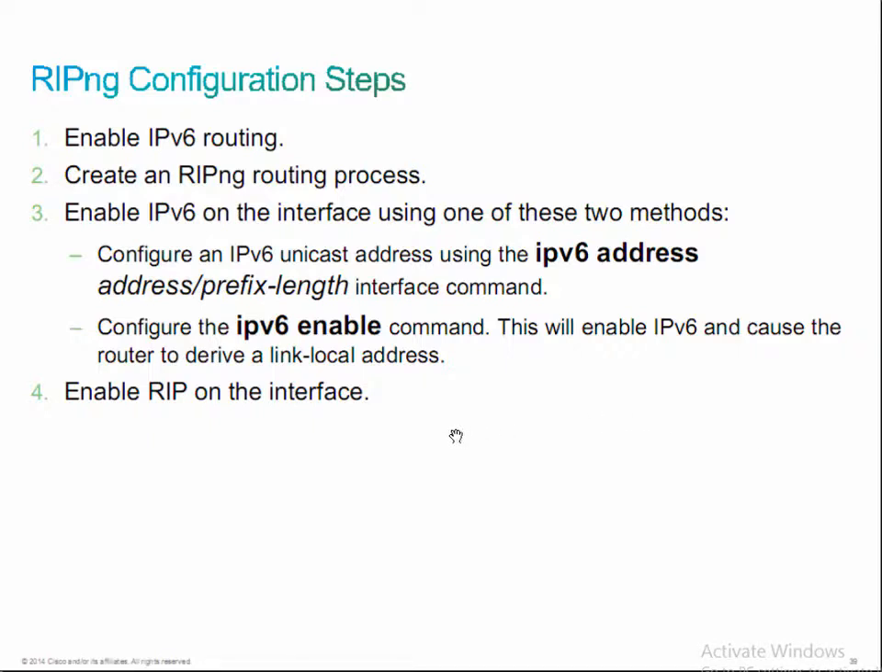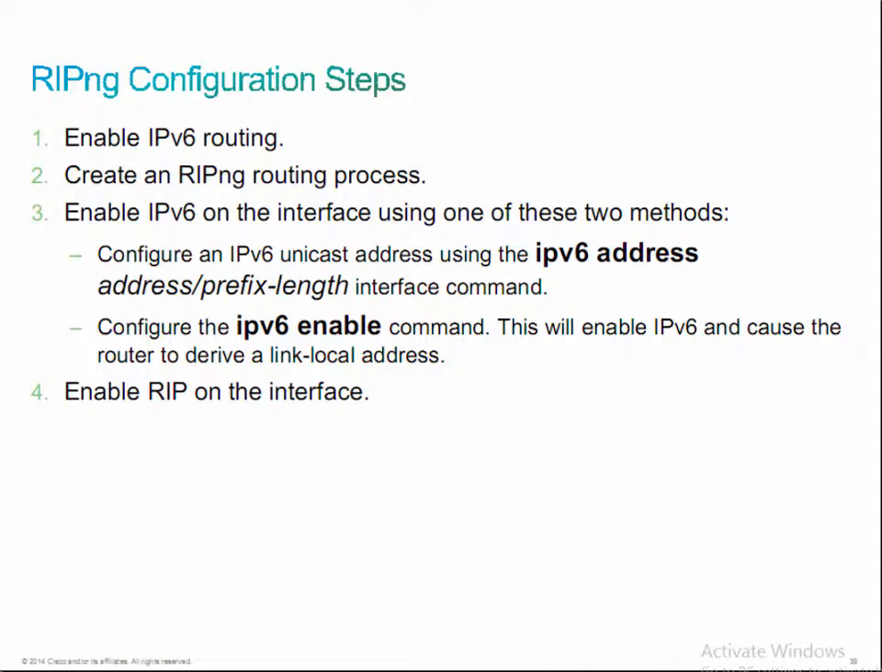Okay. So we did step number 1, enable IPv6 routing on the interface. We created a RIP next generation routing process. We already had addresses assigned to our interface, so we didn't have to do that part. And then finally, we enabled RIP on the interface itself. All right.